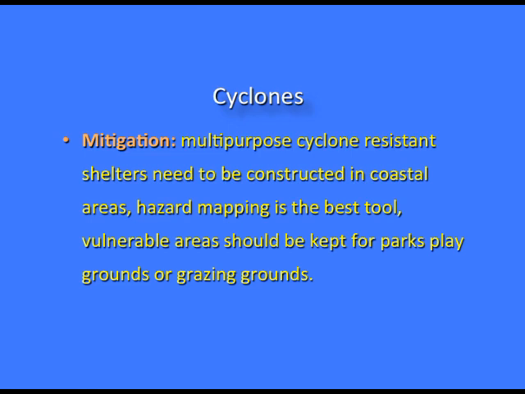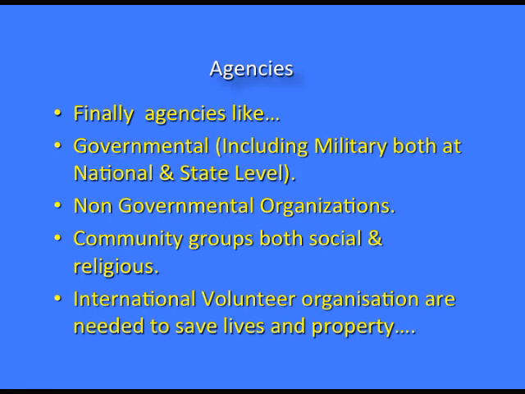Mitigation is by means of multi-purpose cyclone resistant shelters that can be built, and construction near the coastal areas is avoided. Hazard mapping is the best tool, and vulnerable areas should be kept for parks, playgrounds or grazing lands. Agencies like government, both national and international or state level, NGOs and community groups, both social and religious, and international volunteer organizations are needed to save the lives and property.